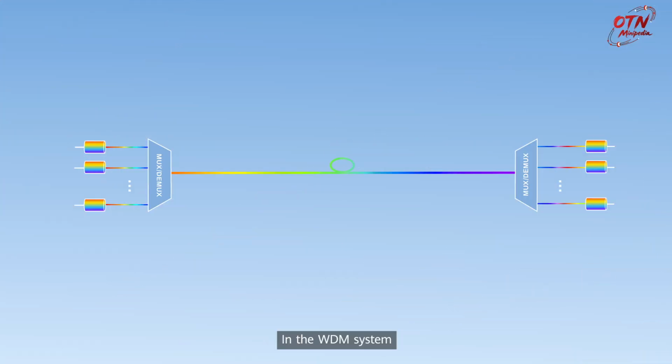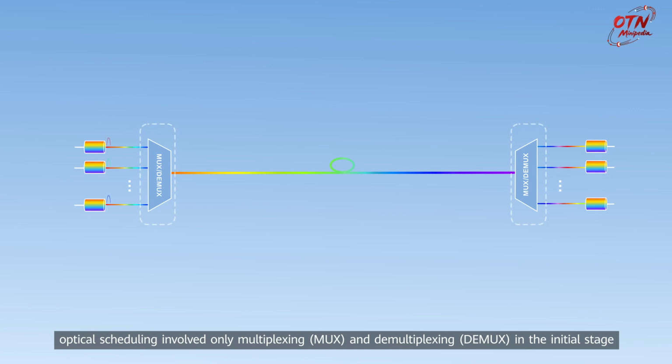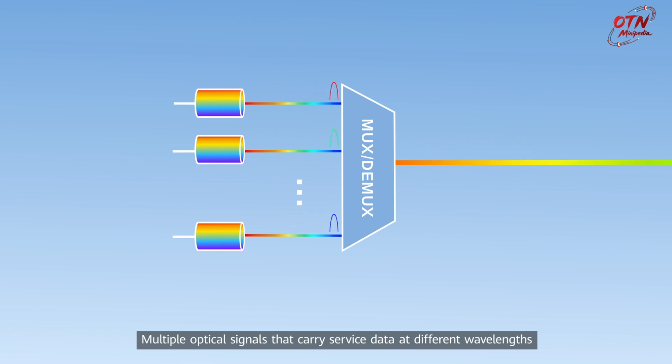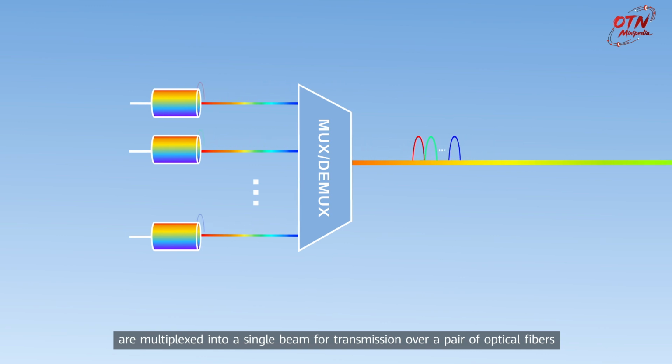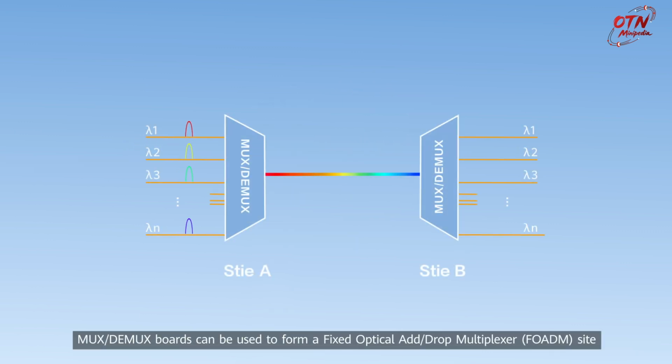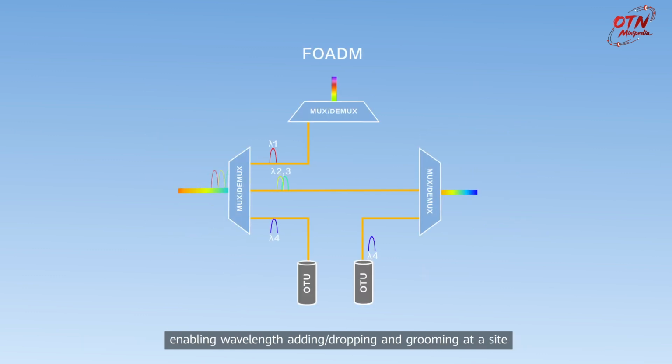In the WDM system, optical scheduling involved only multiplexing and demultiplexing in the initial stage. Multiple optical signals that carry service data at different wavelengths are multiplexed into a single beam for transmission over a pair of optical fibers, and then demultiplexed into different wavelengths at the receive end. Multiplexing and demultiplexing boards can be used to form a fixed optical add or drop multiplexer site, enabling wavelength adding or dropping and grooming at a site.